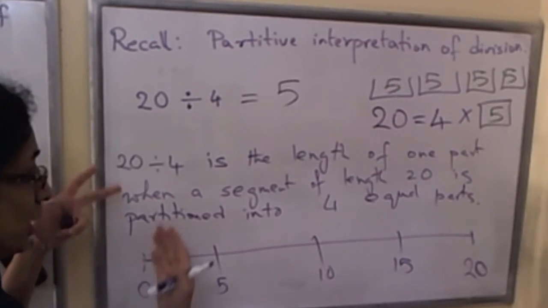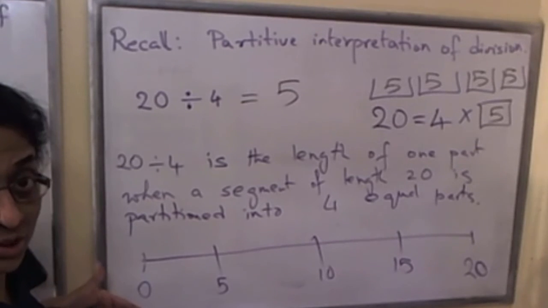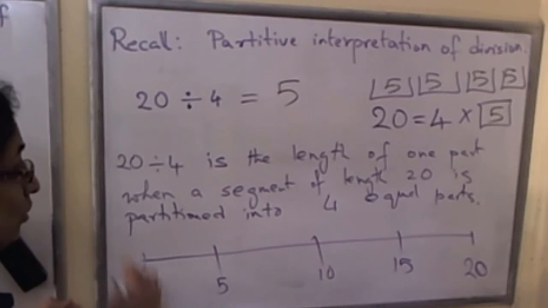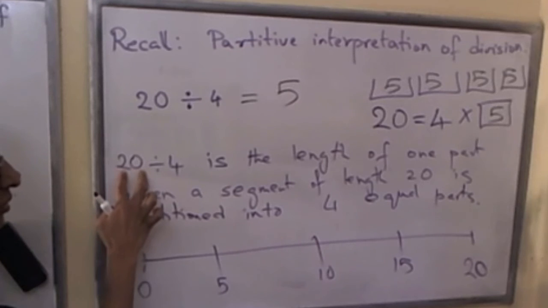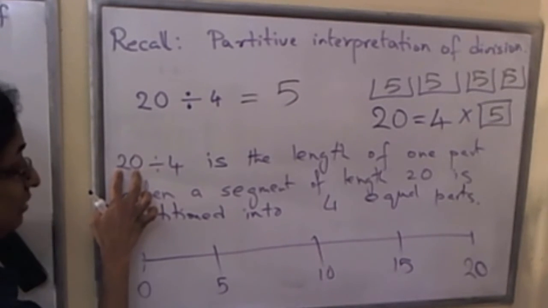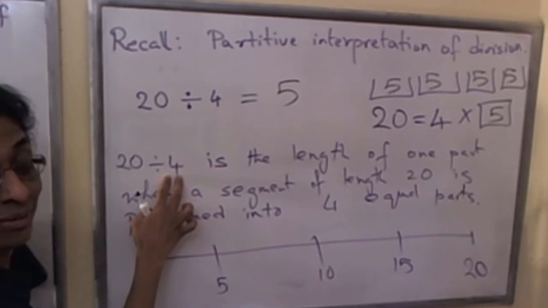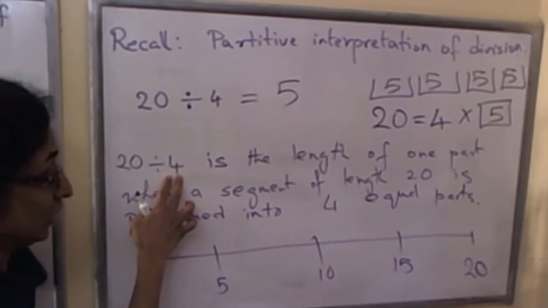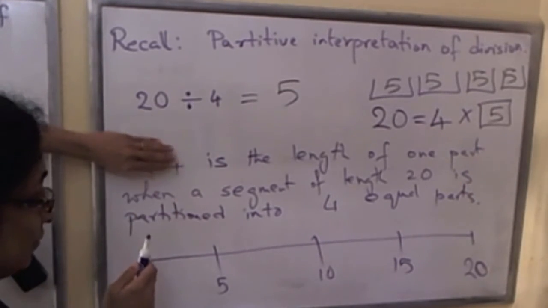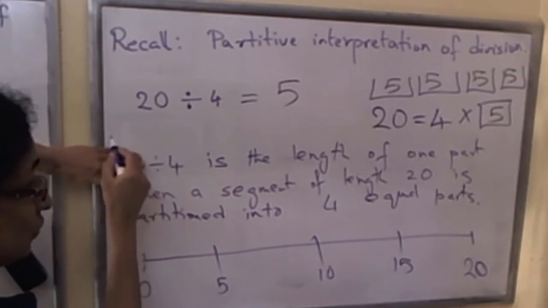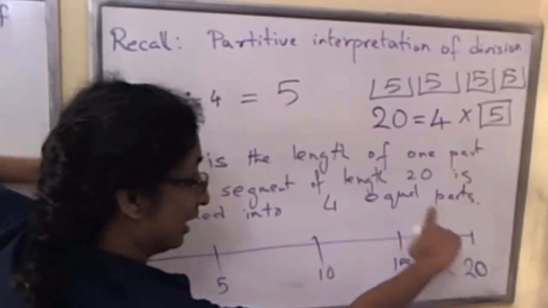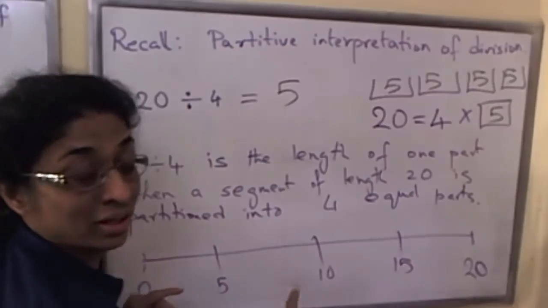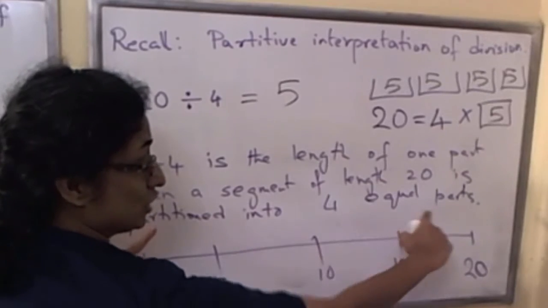So why do we want to think of it this way? Notice now I don't need to have the dividend be a multiple of the divisor. I could easily replace this 20 by 3, and I would get a length. Then this definition would still make sense.